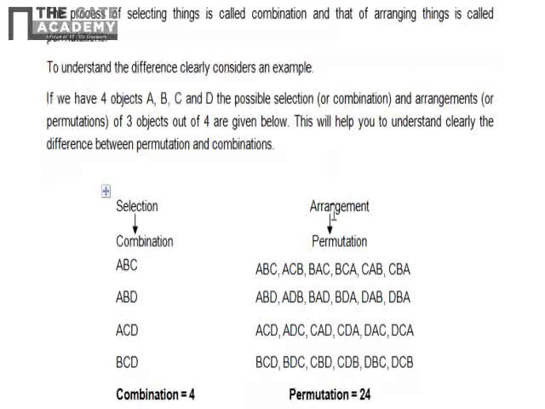Suppose you want to check that there are 4 objects A, B, C, D, from which 3 objects have to be taken. So the first selection is ABC. Now in this ABC we can have multiple types of permutation: ABC, ACB, BAC, BCA, CAB, CBA. That means in a single combination we are getting 6 permutations, because in permutation order is important. So similarly for all others, you will get number of combinations equal to 4 and number of permutations equal to 24. So this is the difference.